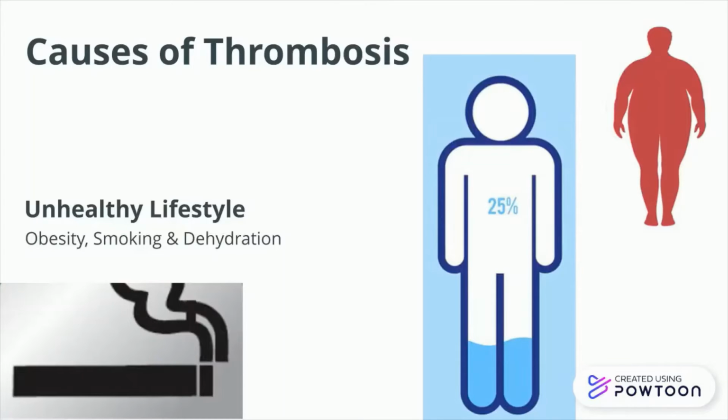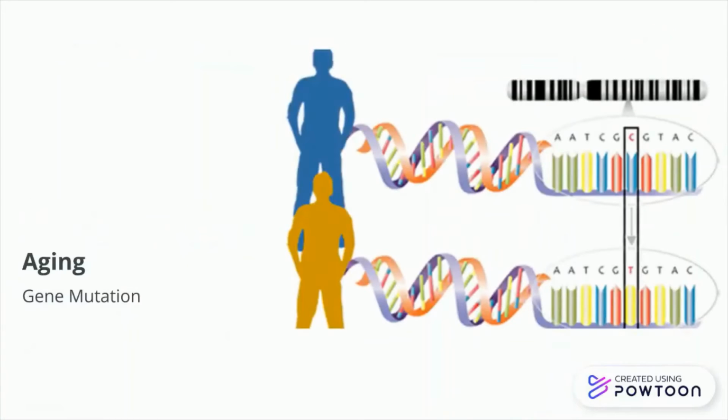Unhealthy lifestyle can cause the formation of abnormal blood clots. Obesity and smoking can induce unwanted blood clots to stick together, narrowing the blood vessels. Also, dehydration will thicken the blood, increasing the risk of thrombosis. Lastly, gene mutation due to aging can also cause thrombosis.